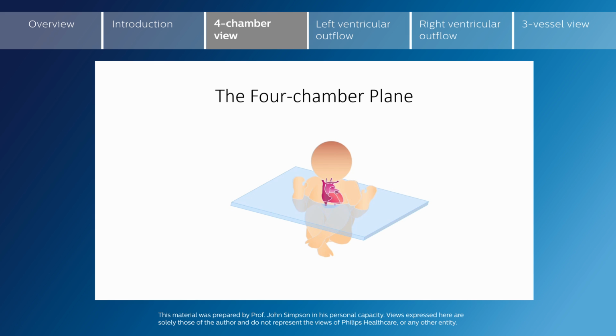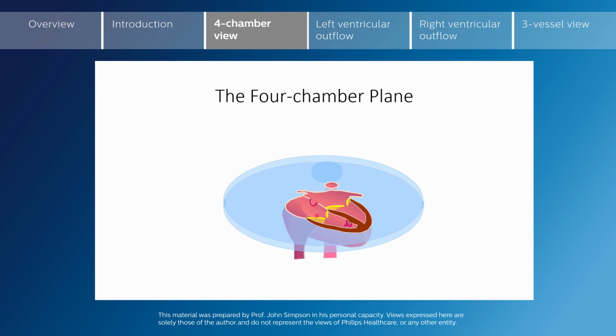So when we look at the four-chamber plane, we are in essence cutting the plane which is shown by the blue glass plane, if you like, here. And what this shows us is a transverse section of the fetal thorax. And this is important because it's the only view of the fetal heart which has external reference points.